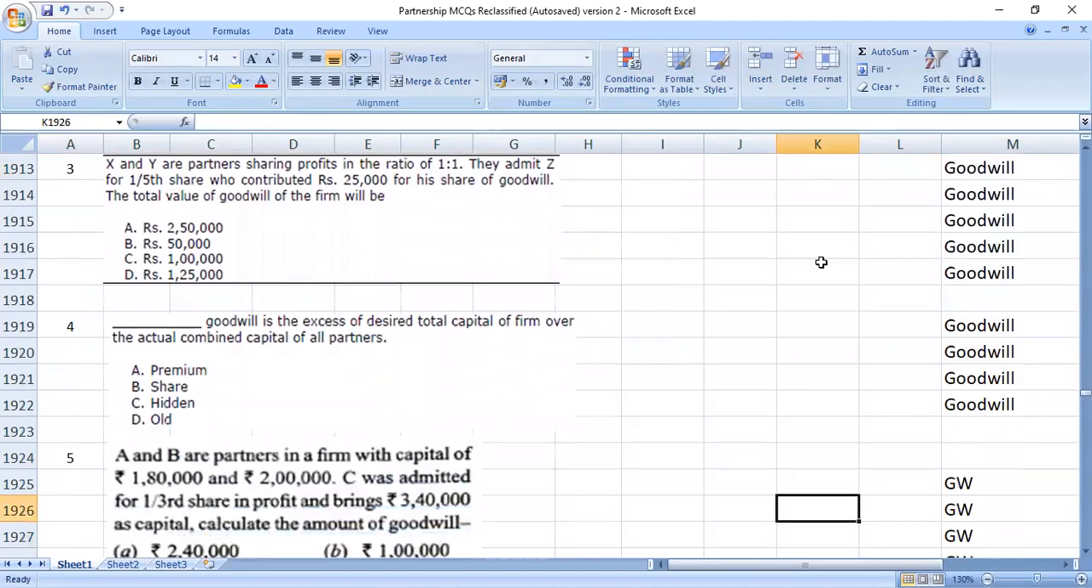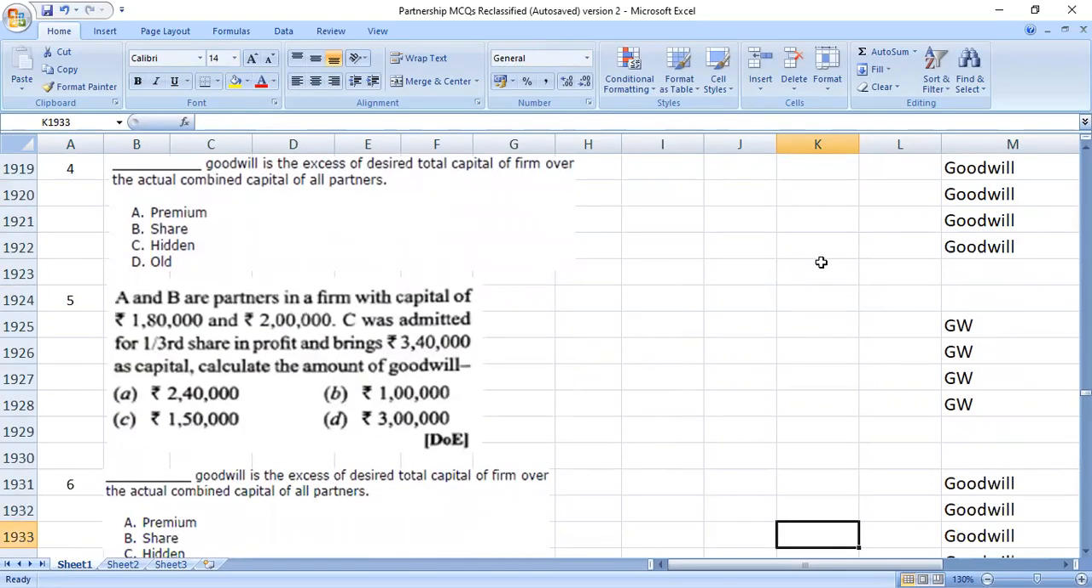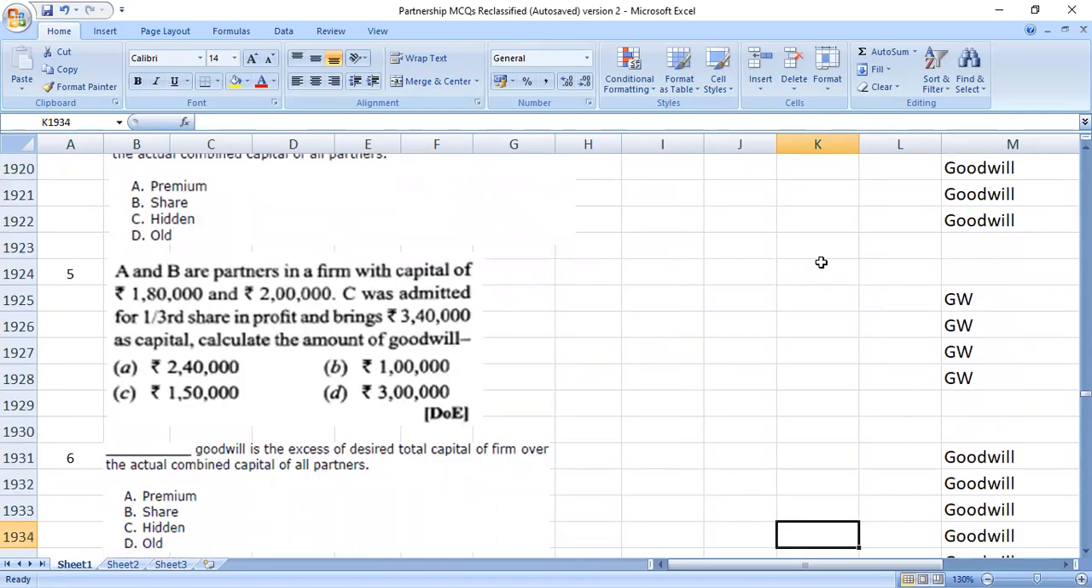X and Y are partners sharing profits in the ratio 1:1. They admit Z for 1/5, who contributed 25,000 for his share of goodwill. So 25,000 he is giving for his share of goodwill, which is 1/5. So total value of goodwill will be 25,000 into 5/1, the reciprocal, 1,25,000. Goodwill is the excess of desired capital, hidden goodwill.